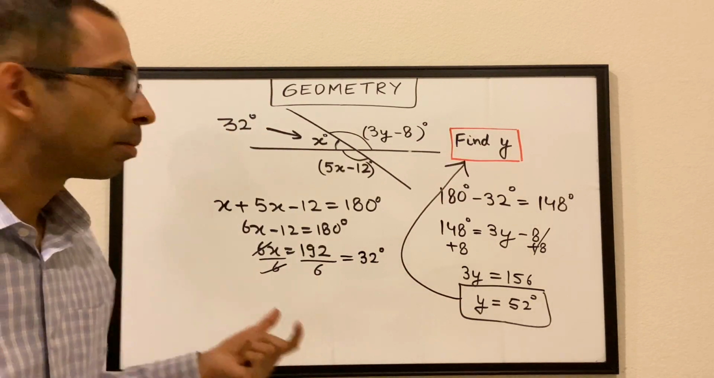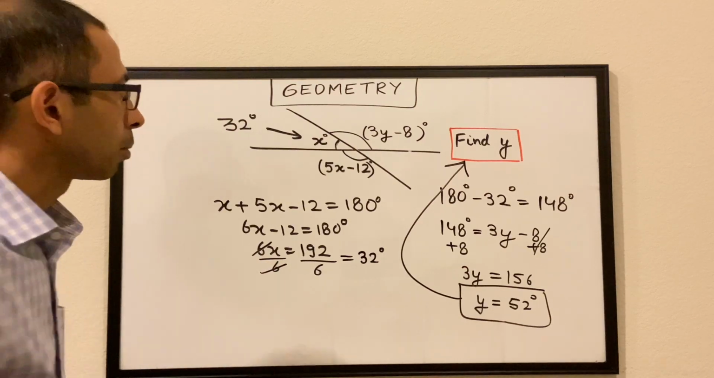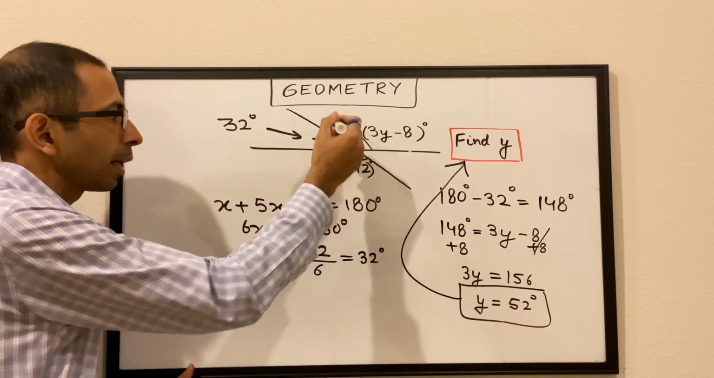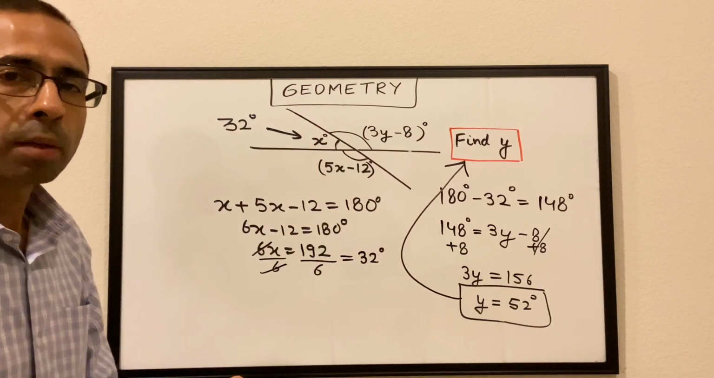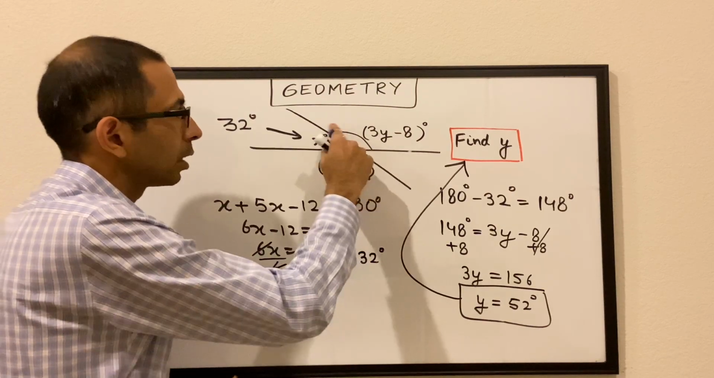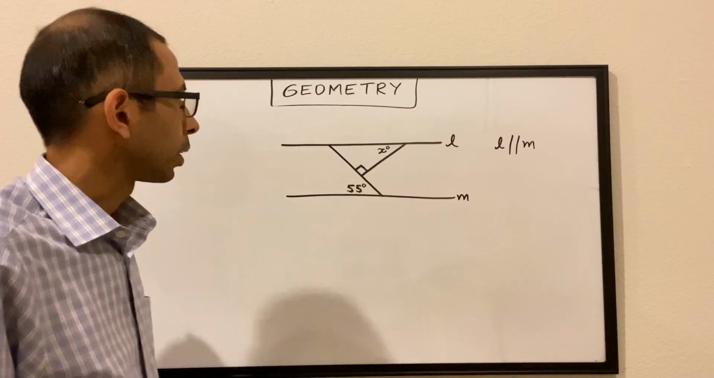So essentially, what we have done in this question is that we have used again the straight pair theorem twice. We have used it on this side to get the value of x. Once we got the value of x, we used the same theorem again to find this value, and finally got the value of y. So let's take another example quickly here.